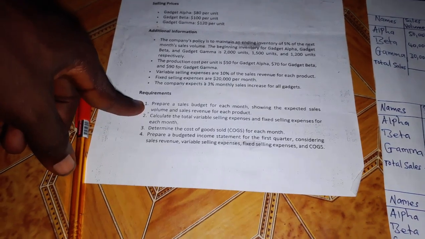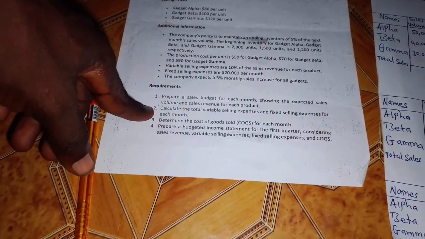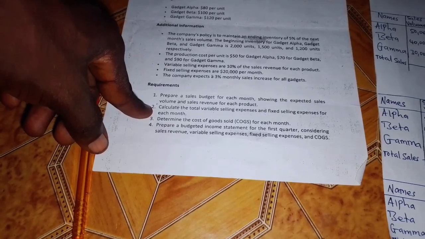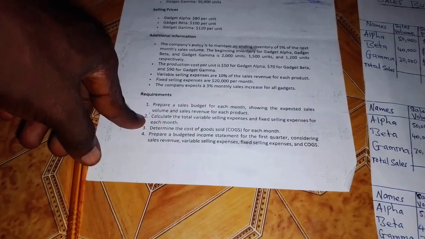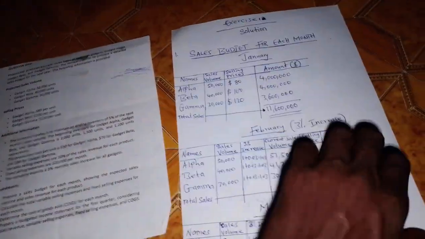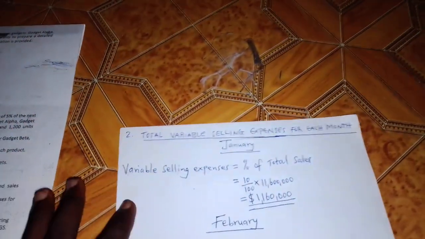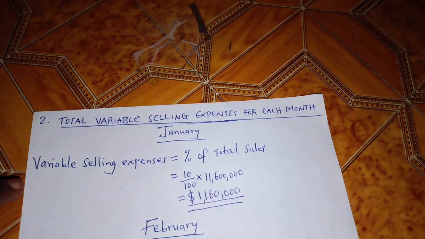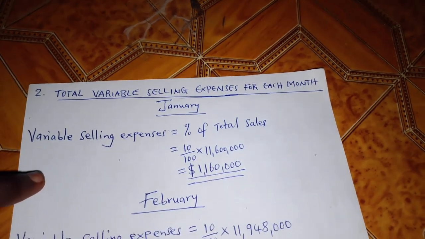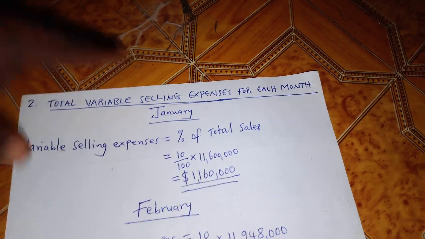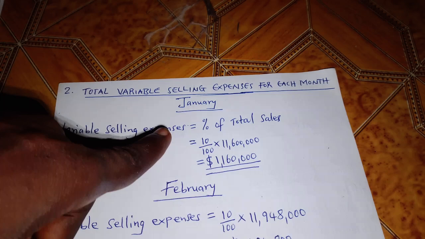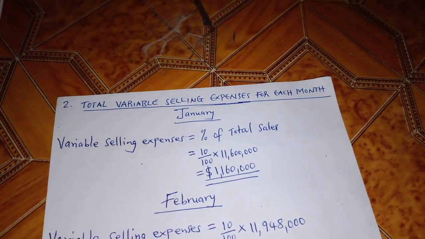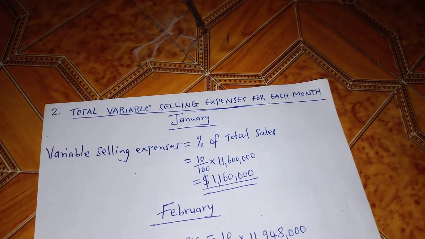Are you seeing? Let's look at the second requirement. Calculate the total variable selling expenses and fixed selling expenses for each month. Let's look at how it works. Now, the total variable selling expenses for each month. We look at January. We said the variable selling expenses is equal to the percentage. What percentage are we talking about here?